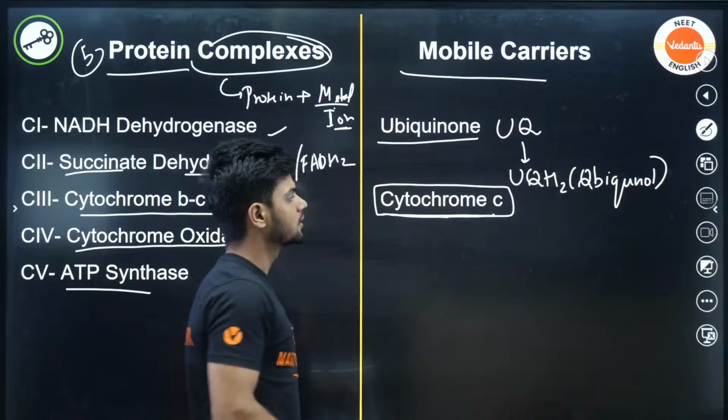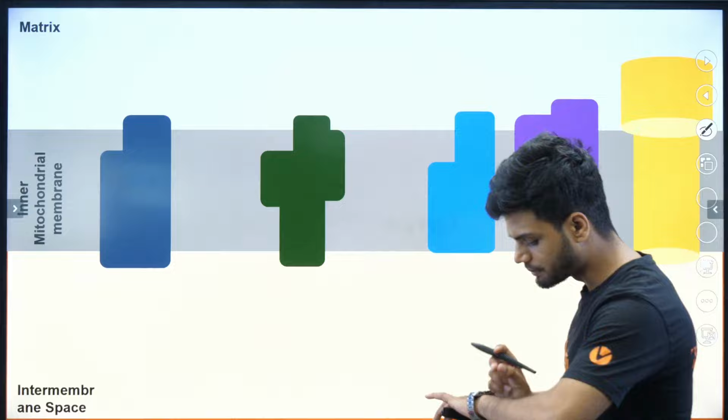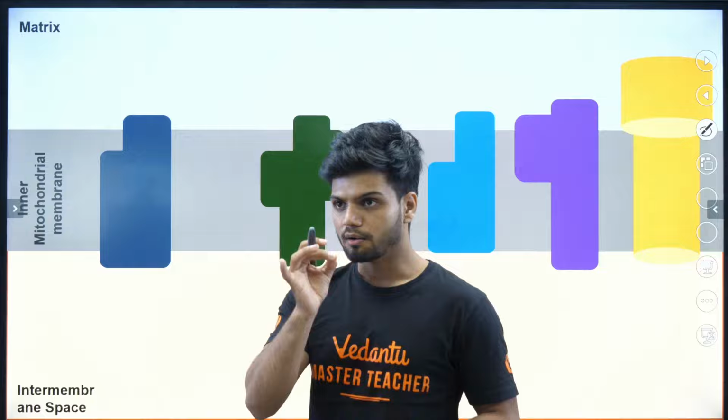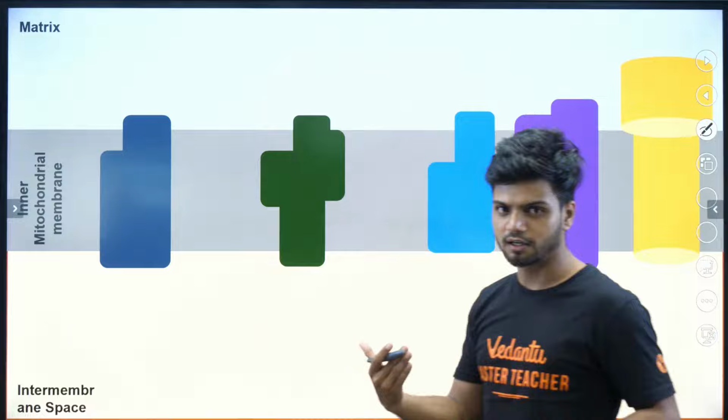Now I want everyone to draw this simple diagram. I want every one of you to draw this simple diagram, and we'll take a 10 minutes break. By the time I come back, I want everyone to draw this particular diagram in your book, and then after the break we will start with electron transport chain.